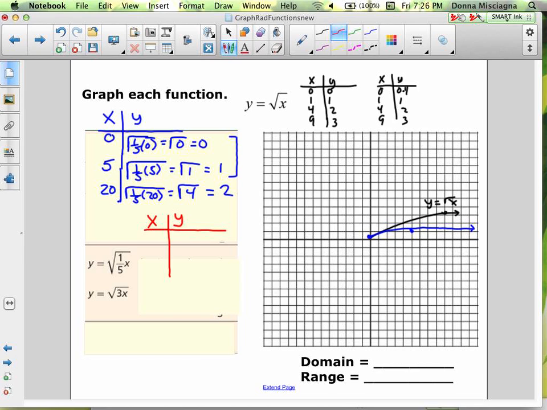All right, so I'm going to plug in 0. 0 would be a good point for me to choose. That would be the square root of 3 times 0, which is the square root of 0, which is 0. The next number I could choose is 1/3. That would be the square root of 3 times 1/3. 3 times 1/3 gives me the square root of 1, and that's 1.